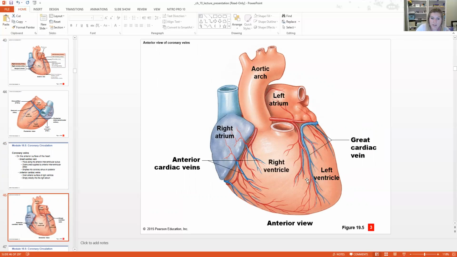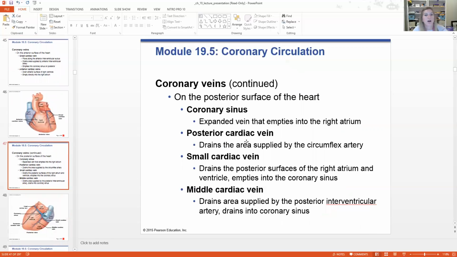Our great cardiac veins start on that left side and wrap around towards the back, and then our anterior cardiac veins, again, just dump right back into the right atrium because it's right there. So let's talk about some other coronary veins. On the posterior side, you have the coronary sinus. That's that large swelling kind of dumping everything back into the right atrium.